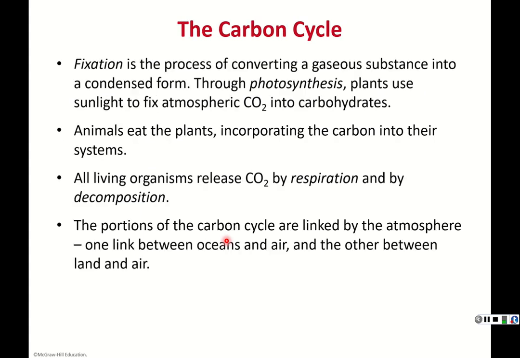Okay, so what the carbon cycle is, and what processes you have. It is a cycle, so it's like a circle. Doesn't really have a beginning or an end, but if we just pick one, that would be the term fixation. So fixation is the process of converting a gaseous substance into a condensed form. Right? Through photosynthesis, plants use sunlight to fix the CO2 that's in the air into carbohydrates. Right? So you can think of carbohydrates as sort of sugars.